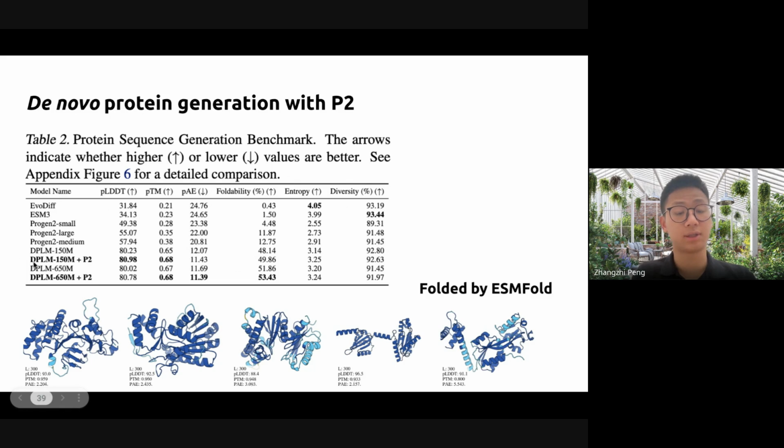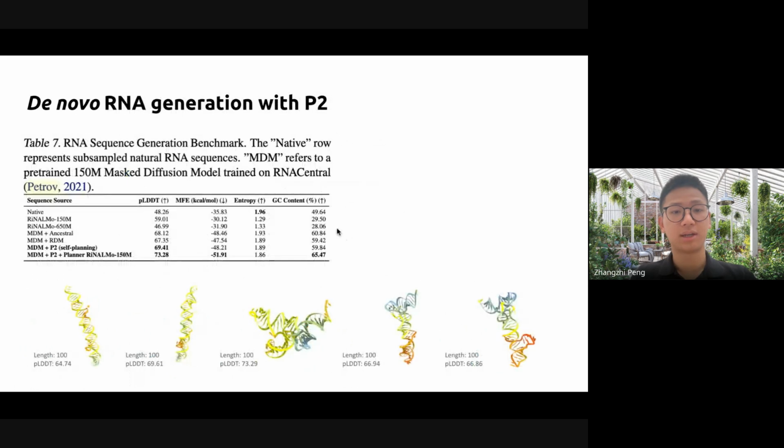And we mostly just use DPLM, the masked diffusion model, and by adding our sampling algorithm, we can get a nice improvement across all the metrics, including the 150 million and 650 million models. And we preserve a nice entropy. There's no degradation in our sampling, and we can even sometimes increase the entropy. And we have pretty much the same diversity here. So this is the result on protein generation, and we also fold them into nice shapes. There are more figures in the paper, and we also did the same thing for RNA generation.